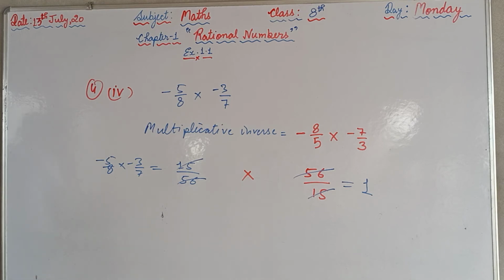In question number 6, multiply 6 upon 13 by the reciprocal of minus 7 upon 16. So first of all we are supposed to find the reciprocal of minus 7 upon 16. That will be minus 16 upon 7. After that only we are supposed to multiply. So I hope that you will try the remaining questions. And if any problem is there, then we will discuss tomorrow regarding the remaining questions.